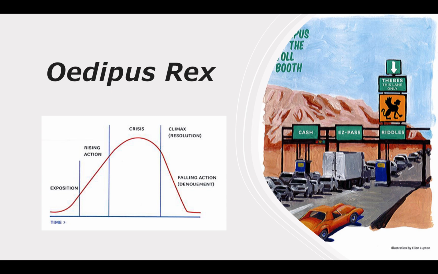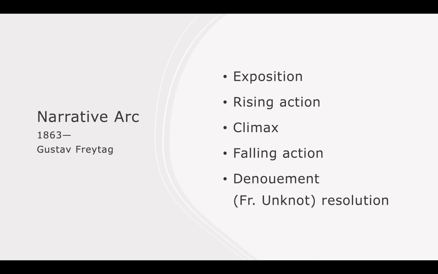So we start off walking on 4 legs at the beginning in our exposition. By crisis, we're walking on 2. And then at the end of our lives, we have our resolution. This narrative arc was codified into the exposition, rising action, climax, falling action, and dénouement by Gustave Freytag in the 1800s. Dénouement is French for unknot, and that is the resolution of your story.